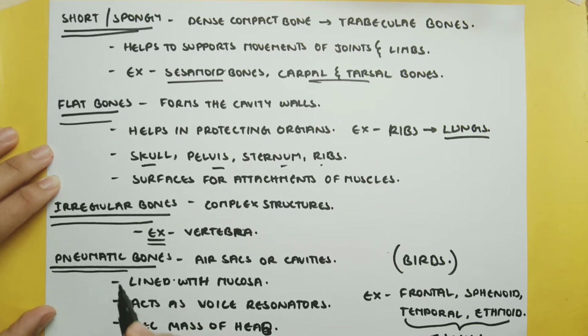Next come pneumatic bones. These are bones which contain air sacs or air cavities. These are lined with mucosa, and they act as voice resonators. The presence of these bones helps to decrease the mass or weight of the head. Examples: frontal, sphenoid, ethmoid, temporal. These are all present in the skull. These are mainly seen in birds.